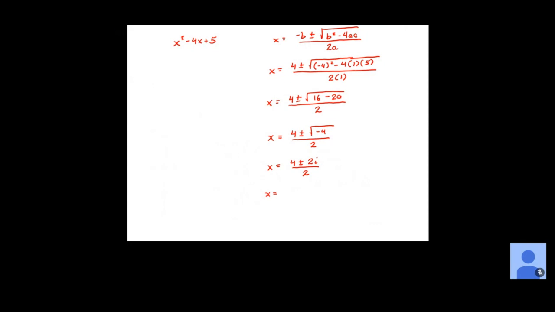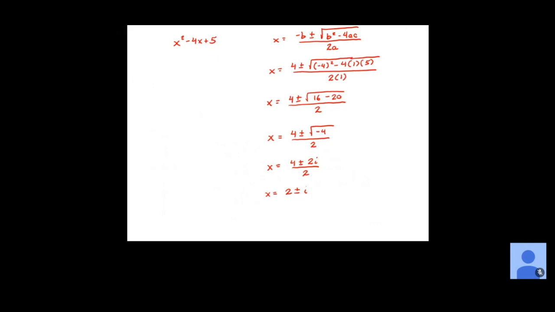So what's our final answer going to be here when we simplify that? Good. 2 plus or minus i. Because 4 divided by 2 is 2. Keep your plus or minus. 2i divided by 2 is just 1i. Right? So there's our last 2 zeros. 2 plus i and 2 minus i are the last 2 zeros this time.